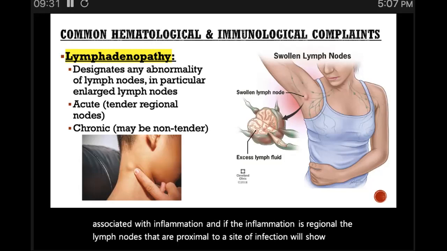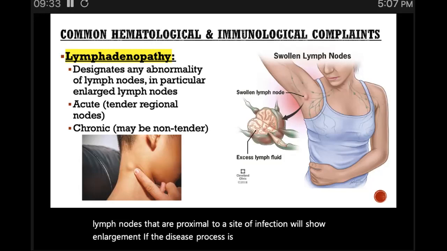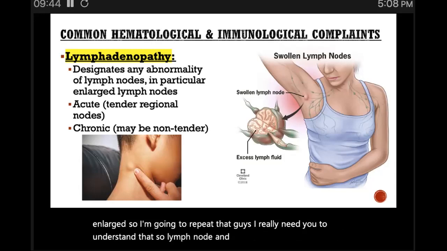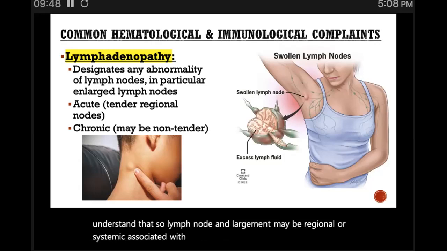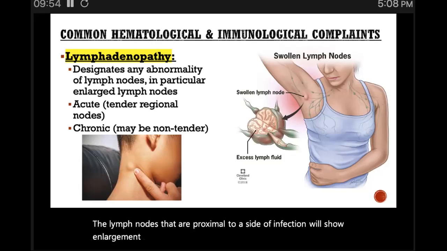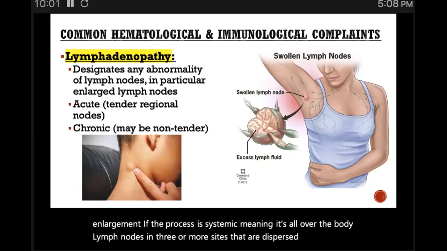If the disease process is systemic, lymph nodes in 3 or more sites that are dispersed across the body may become enlarged. So I'm going to repeat that, guys. I really need you to understand that. Lymph node enlargement may be regional or systemic, associated with inflammation. If the inflammation is regional, the lymph nodes that are proximal to a site of infection will show enlargement. If the process is systemic, meaning it's all over the body, lymph nodes in 3 or more sites that are dispersed across the body may become enlarged.